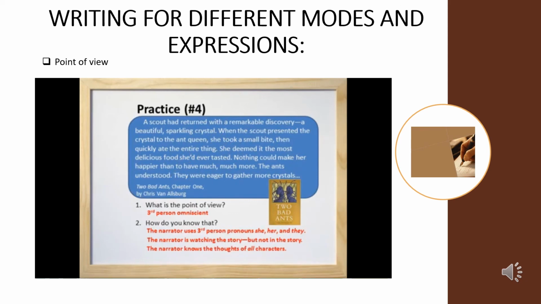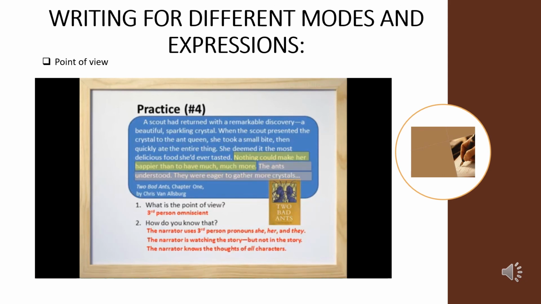The characters in this story are the queen ant and all the other ants. This narrator knows all of their thoughts. Here are the sentences that show us that the narrator knows the thoughts of the queen ant. One ant had given the queen a sparkling crystal, and the narrator tells us nothing could make her happier than to have much, much more. Did the queen ant say this out loud? No. These were silent thoughts and feelings that the queen had, and the narrator knows about them. This means the narrator knows the queen's thoughts and feelings.